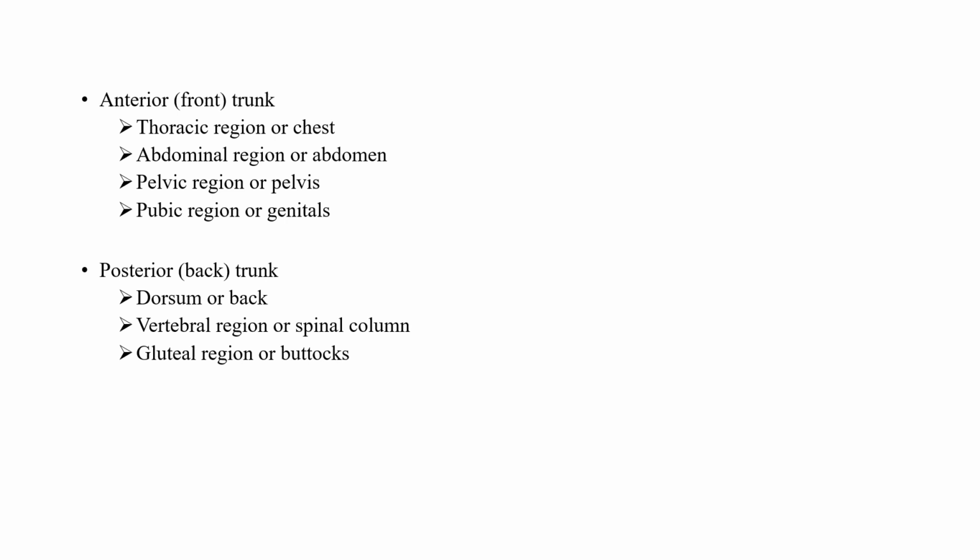The first trunk region is the thoracic region. This is more commonly called the chest. It is found on the anterior side of the trunk and may also be called the thorax.